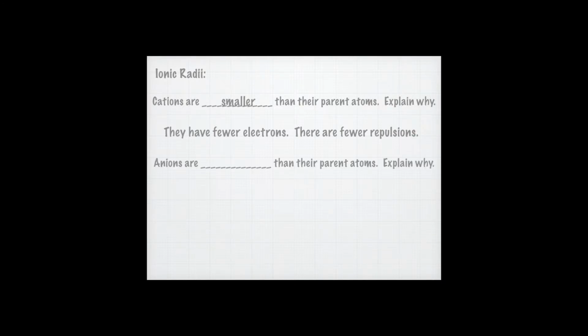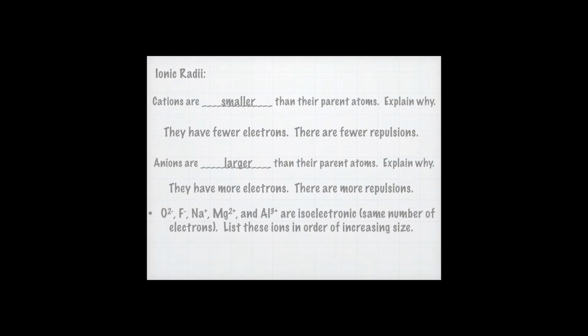Now, if you have an anion, anions are going to be larger than their parent atoms, and that's because you have more electrons and therefore you have more repulsions. If you look at the oxide ion, fluoride ion, sodium ion, the magnesium ion, and the aluminum ion that I've given you, it says that they're isoelectronic, meaning you have the same number of electrons. So it wants us to list these in order of increasing size.